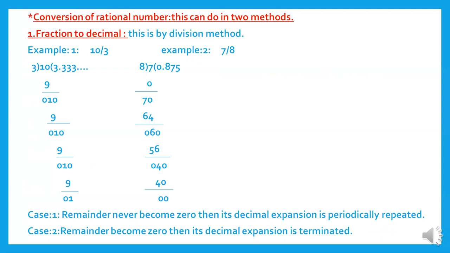Let us take one example here. 10 divided by 3. 10 is divided by 3. We are going to get its quotient as 3.333. If you continue like this, its remainder cannot become 0.